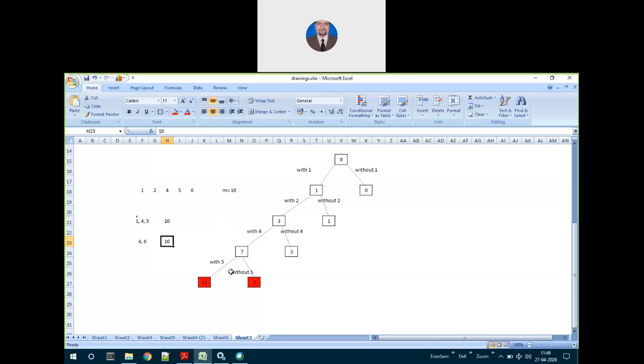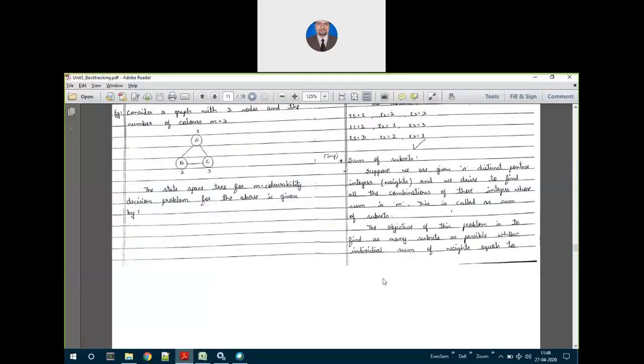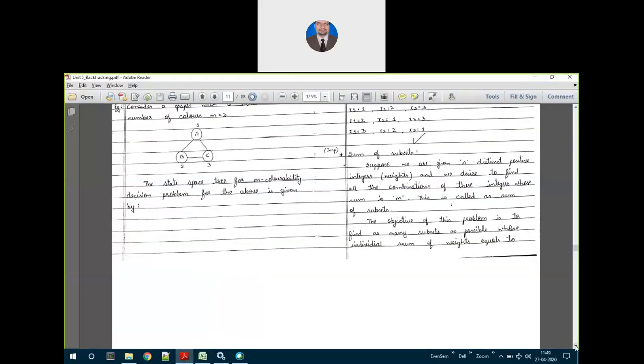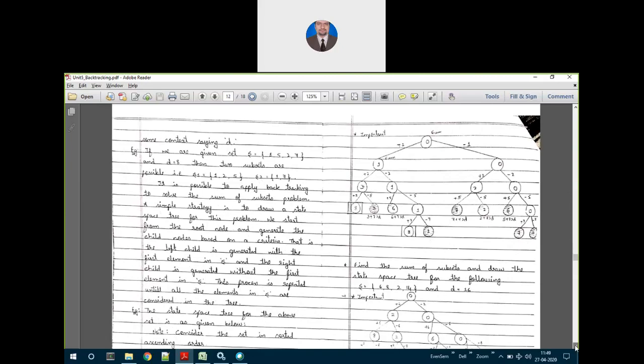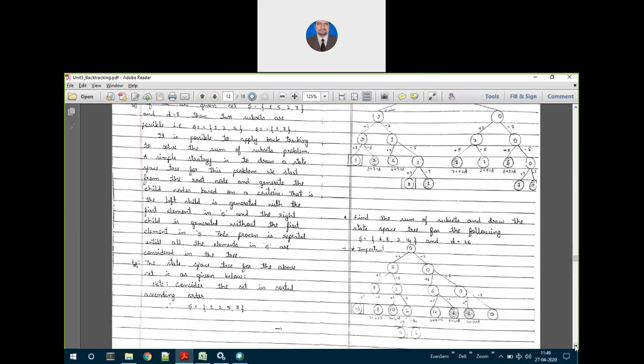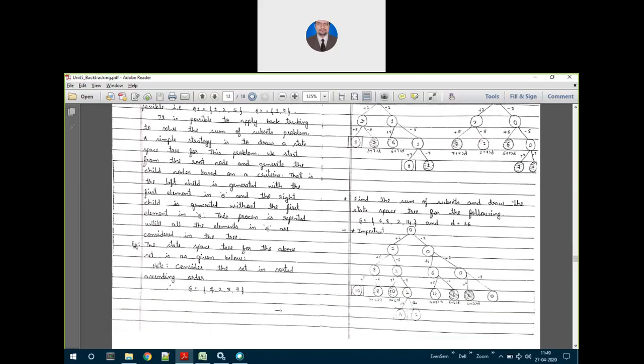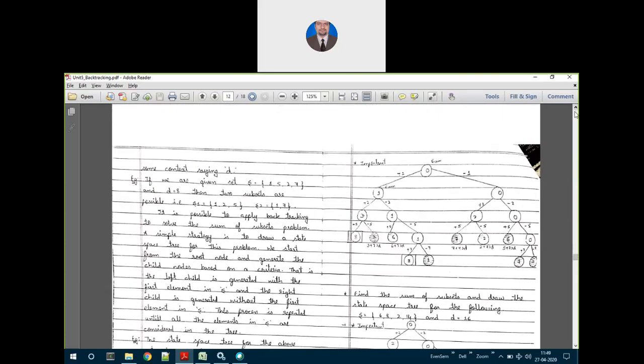It is a little difficult to draw and explain all the steps on the sheet, so I will just show you the examples which are already solved. In this example we have taken 1, 2, 5 and 7. And what m value have they taken here? Yes, the m value is 8.